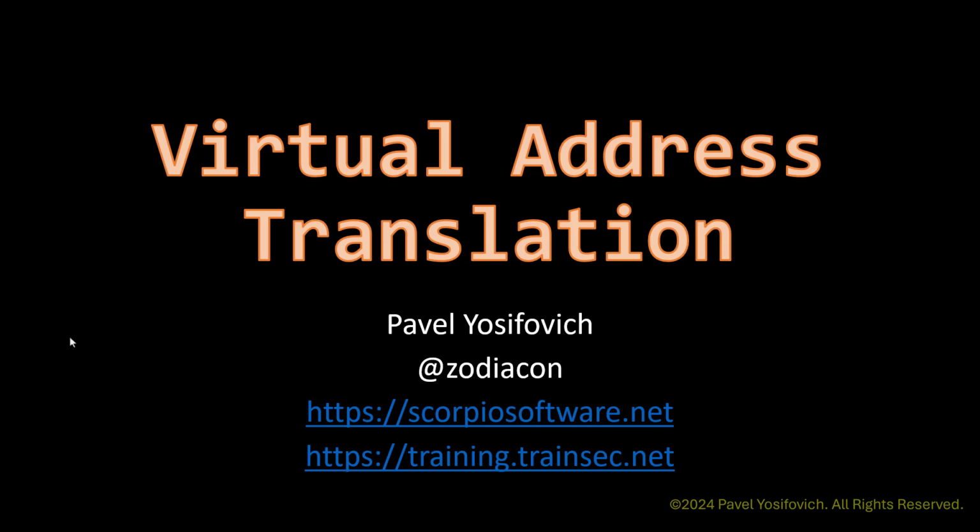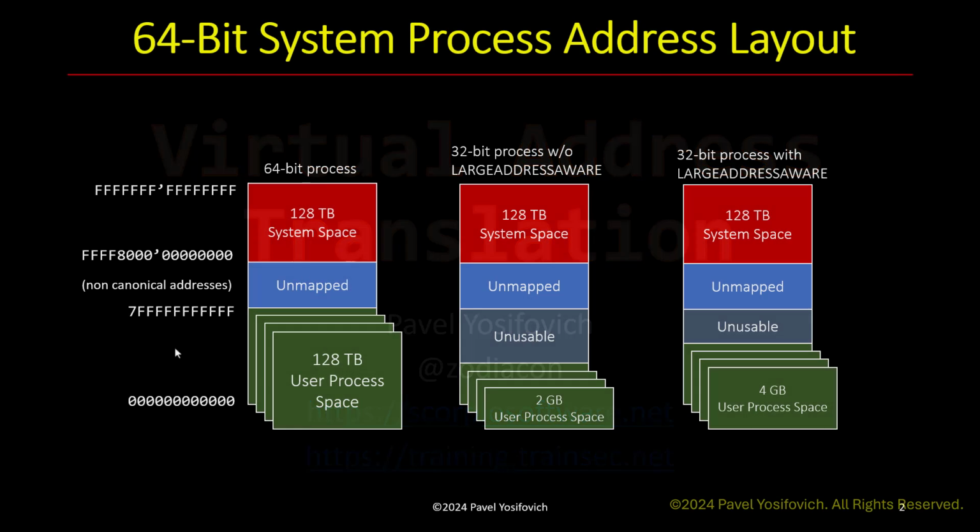Hi and welcome to this video about virtual address translation. Now we know that when accessing memory in Windows, and in fact in all modern operating systems, we use virtual addresses, which means that the CPU needs to translate them somehow to where they are really in physical memory, if at all. They could be paged out, or they could be just invalid addresses.